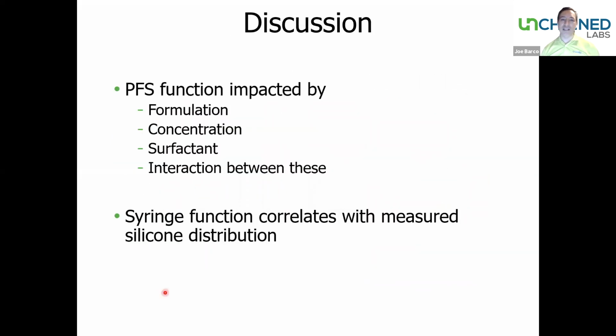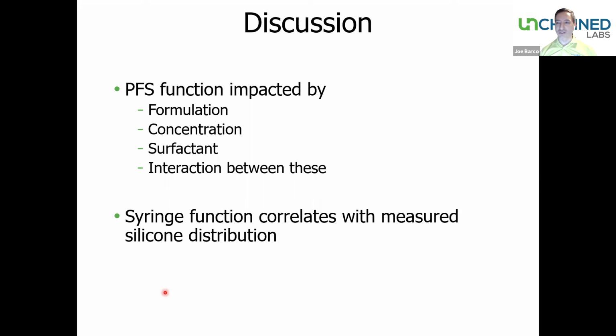So what this comes down to is that all of these parameters are interacting together. And so for formulation studies, you're not going to want to just pick a surfactant and be done. It's going to be very much a factor of what else is in that formulation and the concentration of drug. All of these interactions need to be studied together and not separately. And so the syringe function is going to correlate with the silicone distribution, which is good because you have multiple ways to get to the silicone distribution determinations.